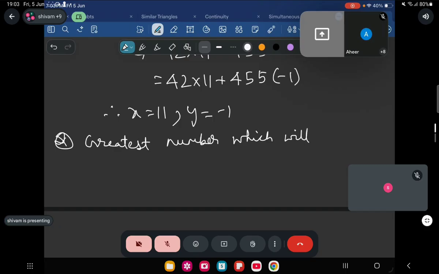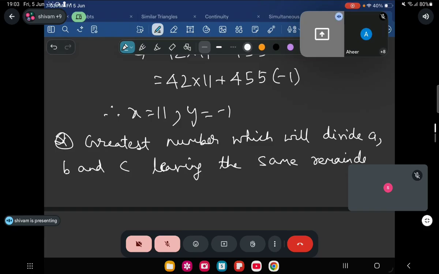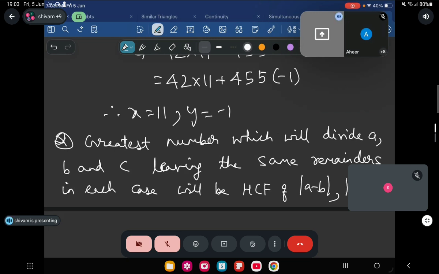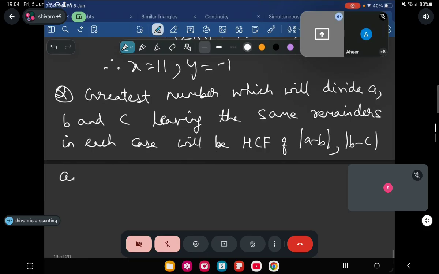Anyways, pay attention. These are some properties of HCF and LCM. The greatest number which will divide a, b and c leaving the same remainder in each case will be the HCF of mod of a minus b, mod of b minus c, and mod of c minus a.